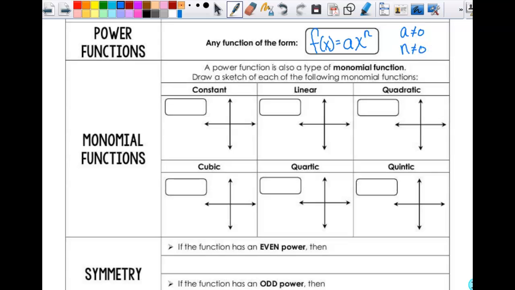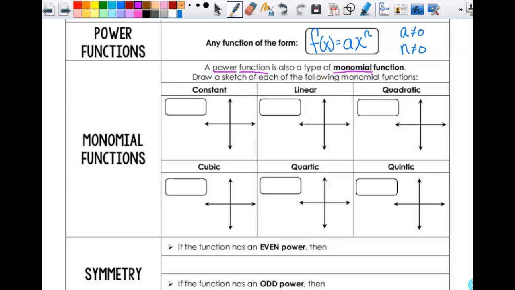Because if a equals 0, then the whole thing is just 0, right? And if n equals 0, what is anything to the 0 power? 1. Anything to the 0 power is 1. So then we lose our variables either way. So this is just a one-term thing, okay? It's just like 3x squared, not 3x squared plus 7x or anything like that. And so a power function is a monomial function.